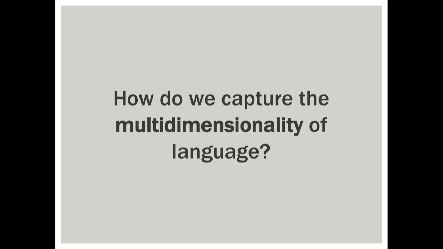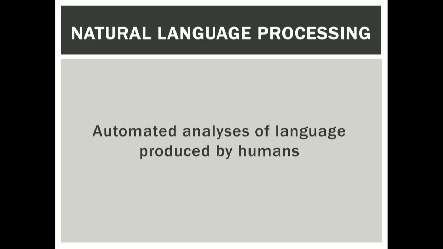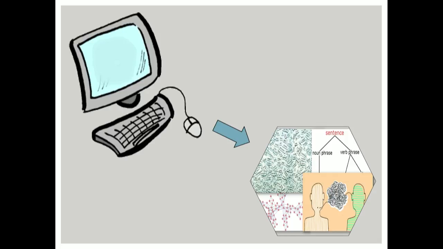So how do we capture the multidimensionality of language? I'm not going to talk about how we capture it in the brain. I'm going to talk about how we capture it automatically using automated tools called natural language processing. Natural language processing is our automated tools, methods, and algorithms that we use to process natural language, meaning language generated by humans instead of by computers. So what this means is we can take these multiple dimensions of language and capture them automatically via automated tools. So language is multidimensional, and we can capture that.